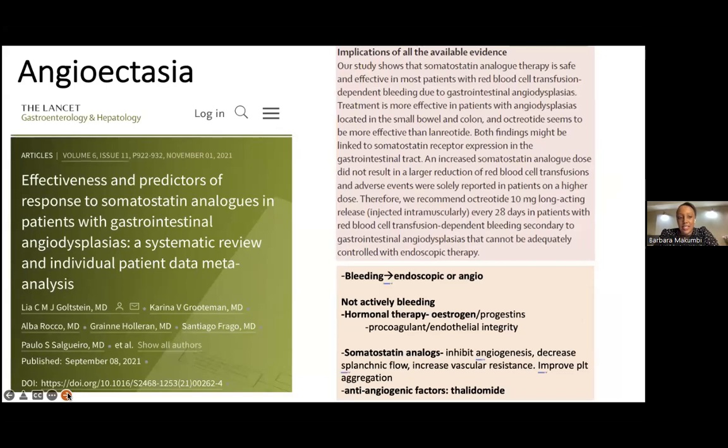This is another study I looked at, the effectiveness and predictors of response to somatostatin analogs. Looking at octreotide, they gave 10 milligrams long-acting release, IM, every 28 days. And they found these patients had decreased red blood cell transfusion-dependent bleeding, secondary to their gastrointestinal angiodysplasias.